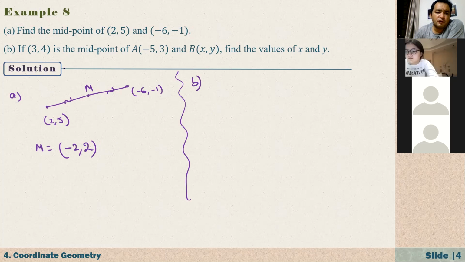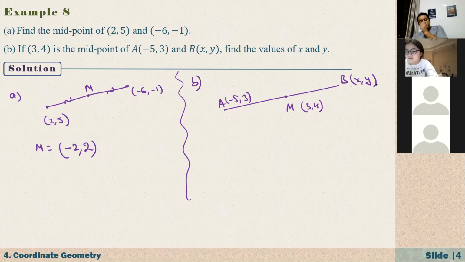If (3, 4) is the midpoint of A and B, find the values of X and Y. So here we have A, and this one is B, right? And this one, let's say it is the midpoint, and the coordinates of the midpoint are (3, 4). Coordinates of A are (-5, 3). Coordinates of B are (X, Y). The question is, we need to find the values of X and Y.